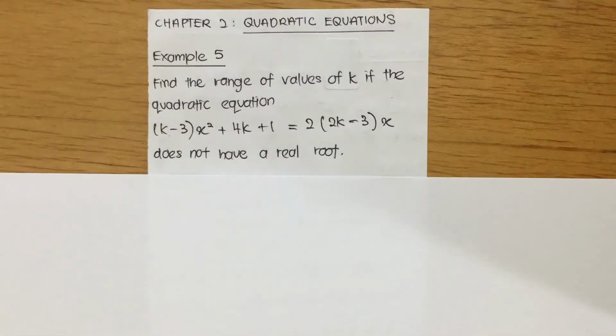Now I'll be discussing Form 4 Additional Mathematics Chapter 2 Quadratic Equations Question Part 3. In this Part 3, I'm going to discuss two examples, which is Example 5 and Example 6.